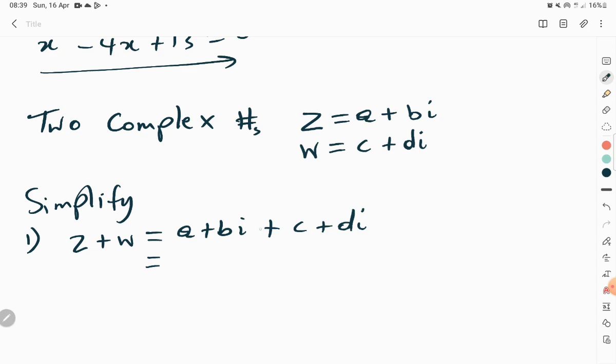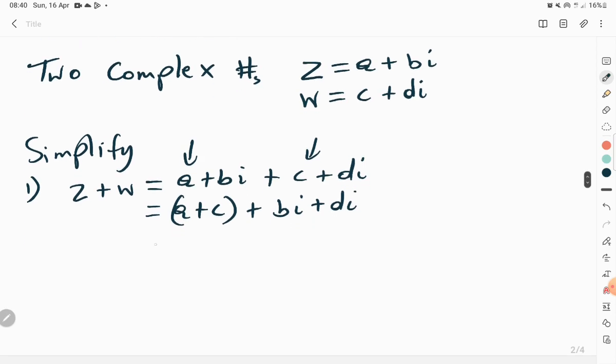When you simplify this, it is wise to take the real parts alone and the imaginary parts on the other side. The real parts are a and c, so we have a plus c as the real part. We can group them to show that this is just one unit. Then the imaginary part, we have bi plus di. Since i is a common factor, we can factor it out so that it is in standard form: b plus d, then times i.